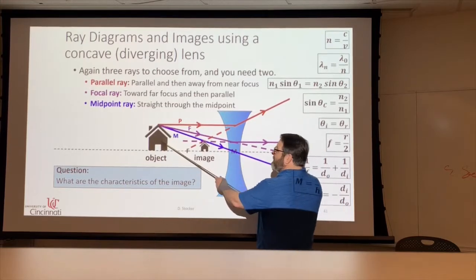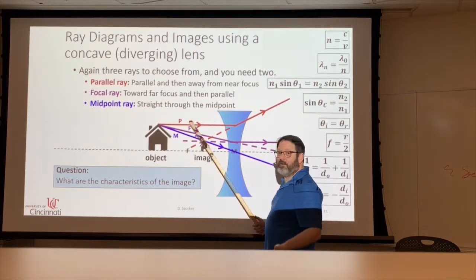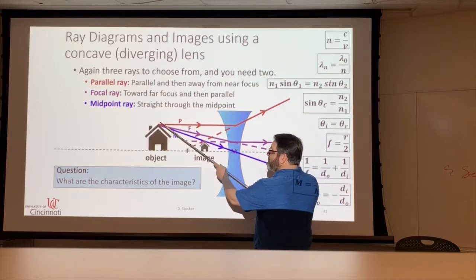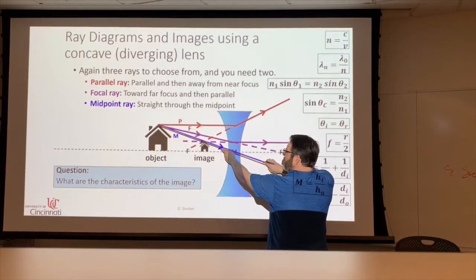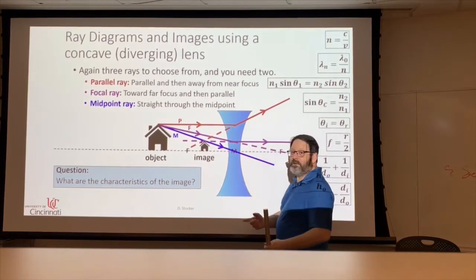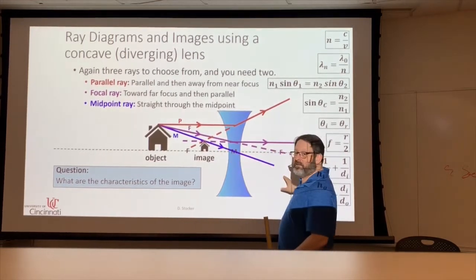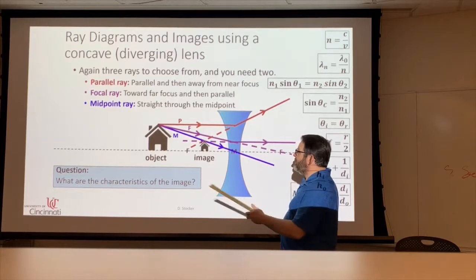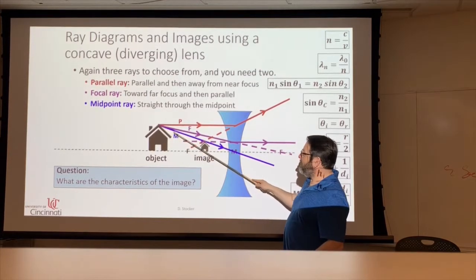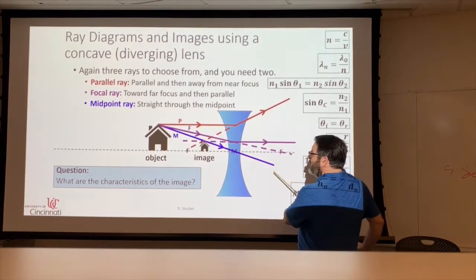So if the object is here, the midpoint ray is always the easiest one to draw. You just draw from the top of the object straight through the middle of the lens. And as we saw, when the light beam goes straight through the middle of the lens, it just passes straight through, it doesn't bend. So the top of the image has to be somewhere on that line.